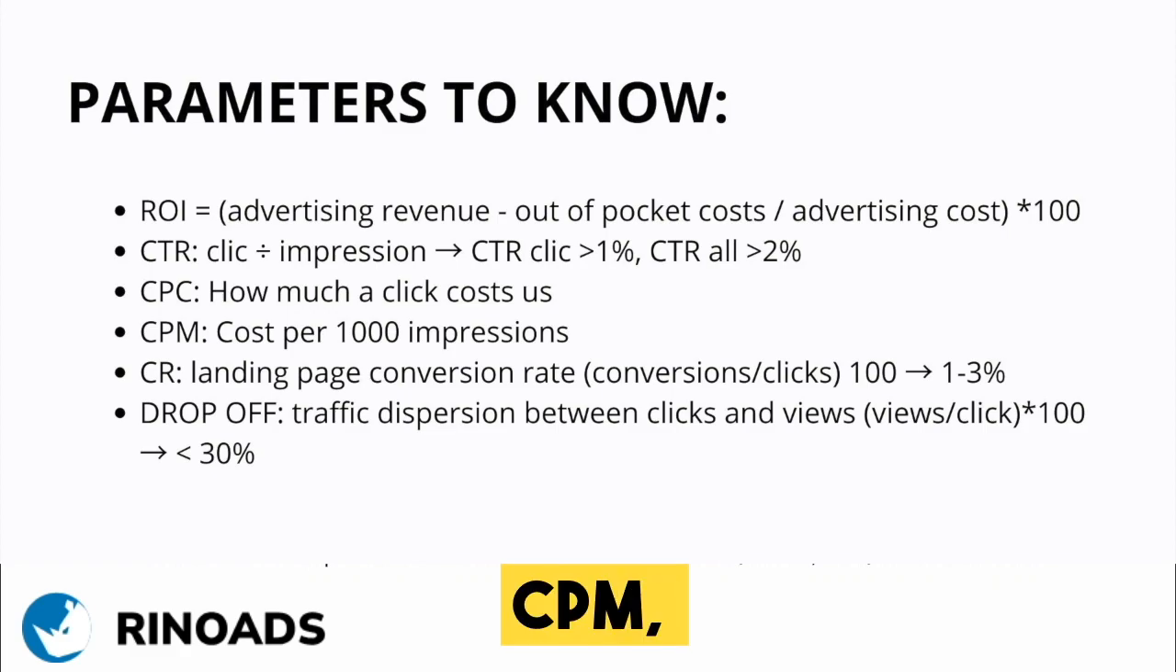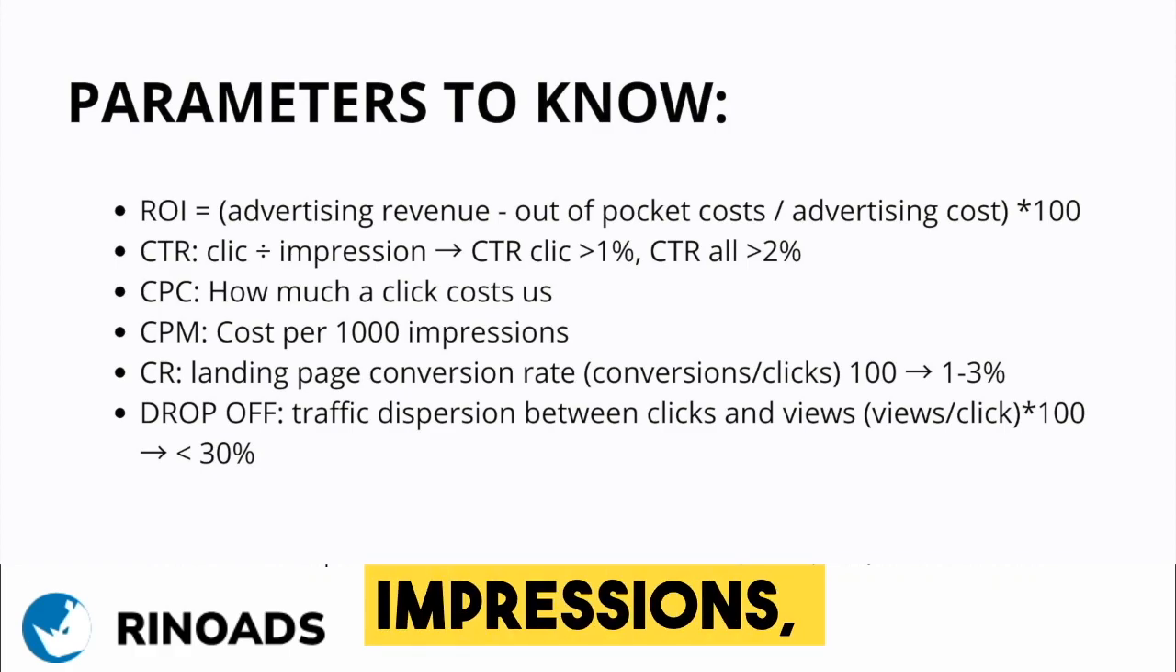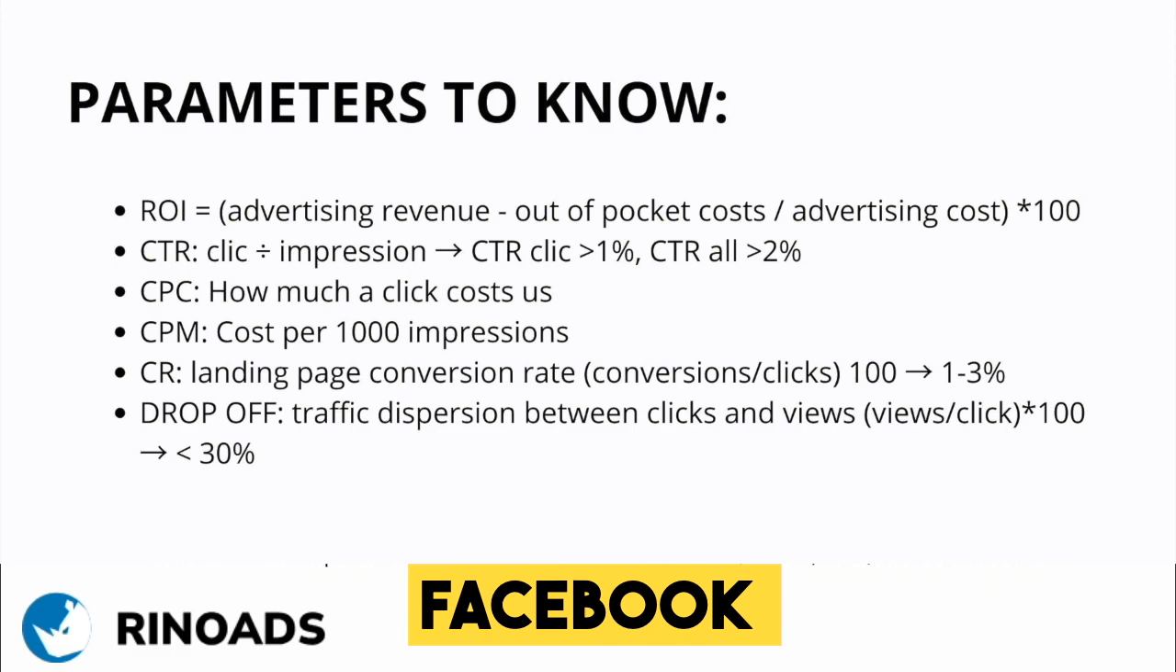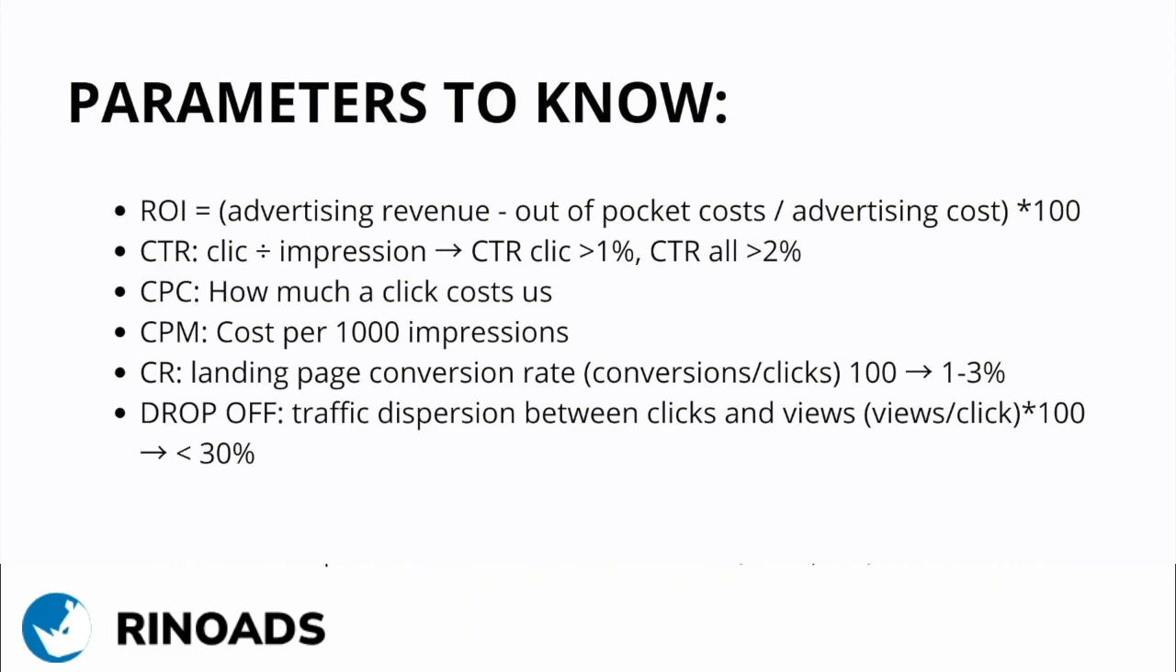Next, we have CPM, which on Facebook is the cost per 1,000 impressions. That is, we pay for our ads per 1,000 impressions, meaning Facebook shows the ad to 1,000 people and tells us what it costs us. The CPM isn't just dependent on us, it also depends on the competition, that is, the auctions that exist at a particular time in a certain period for that type of products.